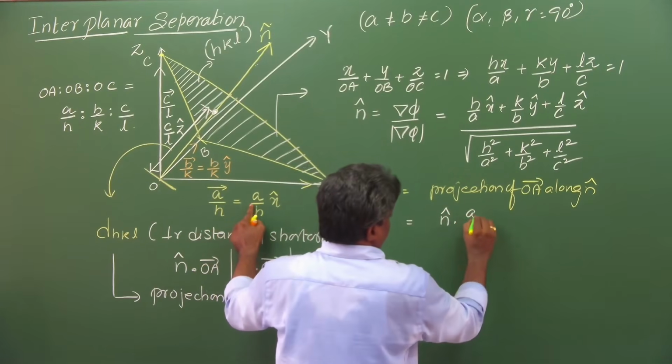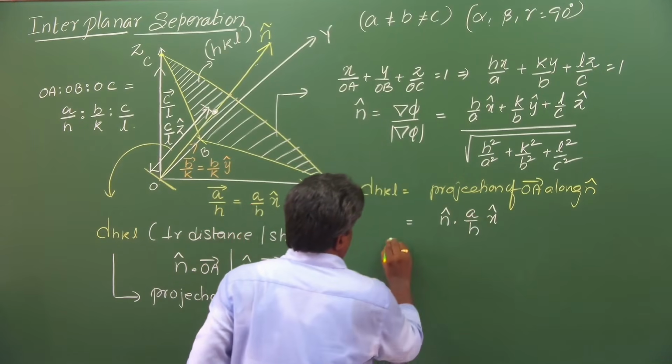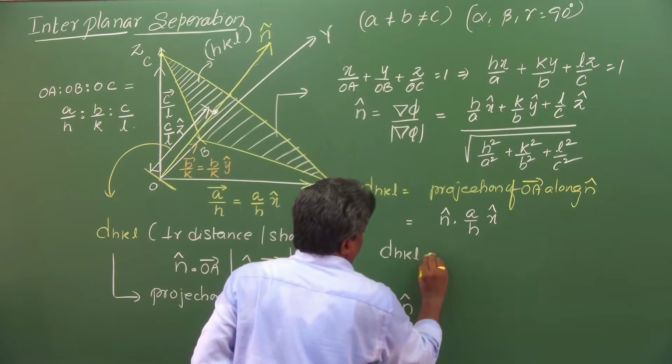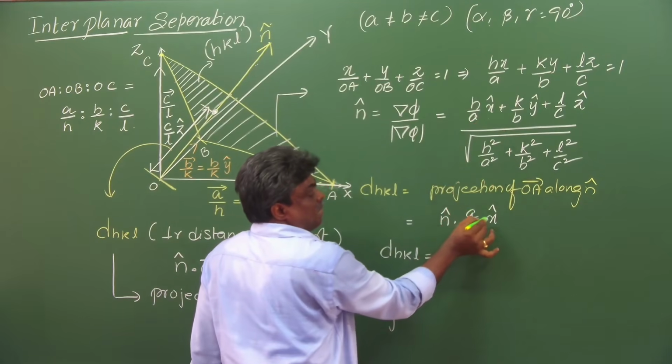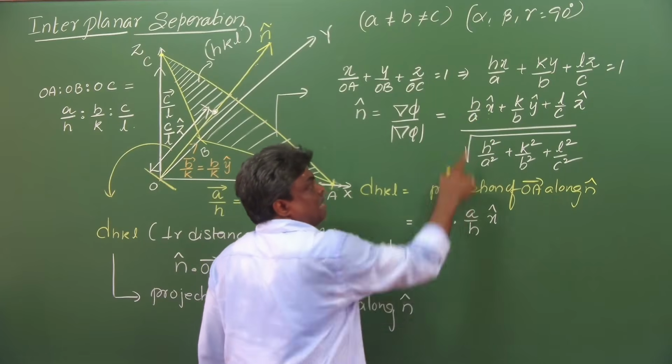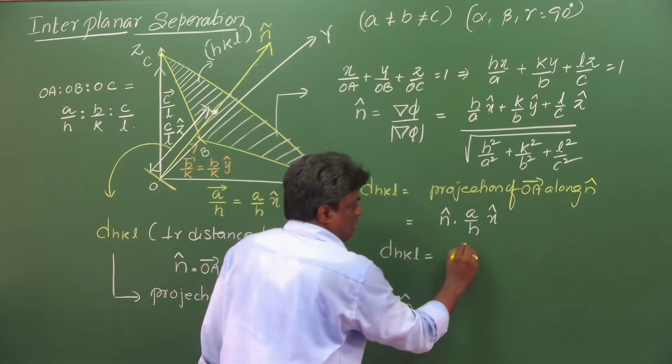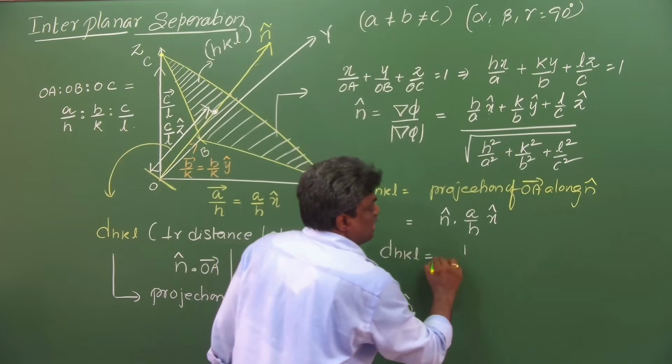That's it. So I hope everybody understands n cap dot OA bar. So finally, d_hkl, I didn't use any difficult mathematics, simply take the dot product of this, that is a by h into x cap, a by h, h by a. Understand? Start.